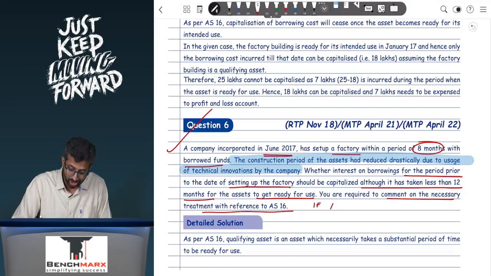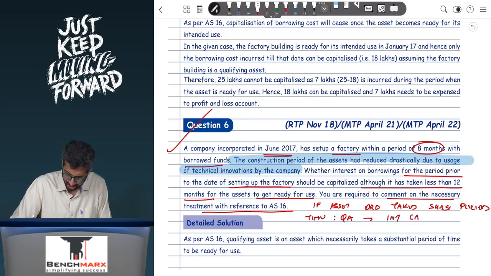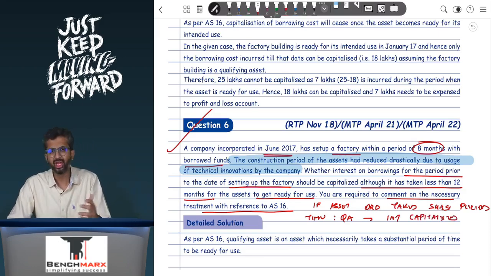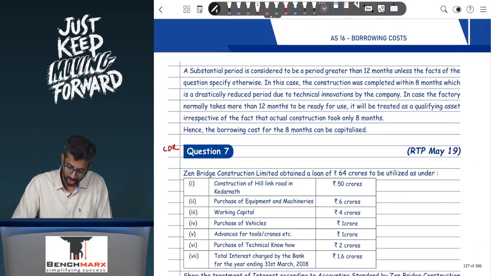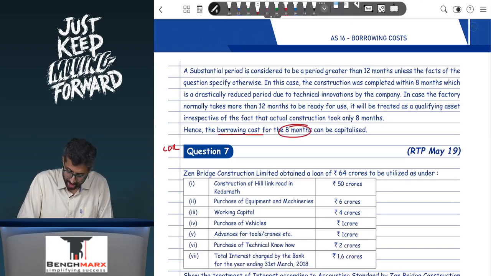Well, if your asset ordinarily takes a substantial period, that is greater than 12 months, then it is a qualifying asset, in which case interest will be capitalized. Sir, but it is only taking 8 months. Maybe that is due to technical innovation, and hence we are not going to say that the asset is not a qualifying asset. Maybe due to emergencies you had to construct it really fast. However, ordinarily it would have taken a substantial period of time. Then it is a qualifying asset, and interest during those 8 months should be capitalized. So, over here you say the borrowing cost for 8 months should ideally be capitalized.